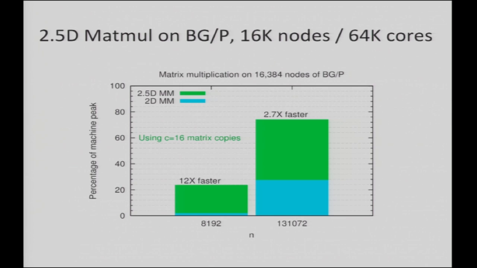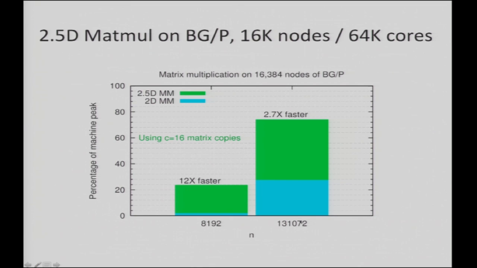So here's an experiment on 16,000 nodes of an IBM BGP, which I think was at Argonne at the time, so 64,000 cores. And we did both an 8K by 8K matrix multiply and a 130K by 130K. The vertical axis is percentage of machine peak. And no surprise, if I do the 2D matrix multiply, you get 5% of machine peak. It's ridiculous to use this many cores to try to multiply tiny matrices like this. But if I'm willing to use 16 copies, I can go 12 times faster. And for this larger matrix, which is more compute bound, it's 2.7 times faster.